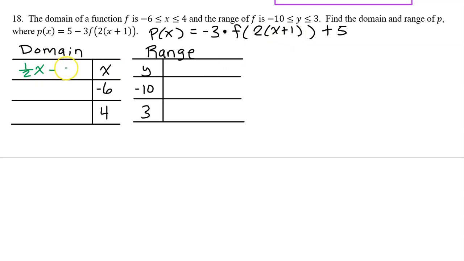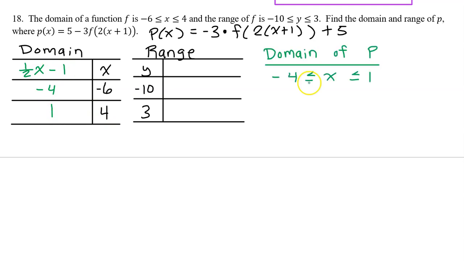So if I want to find the new endpoints of the domain, I will take the old x values and I will multiply by 1/2 and subtract 1. So half of -6 is -3, minus 1 is -4. Half of 4 is 2, minus 1 is 1. So here's the domain of function p.